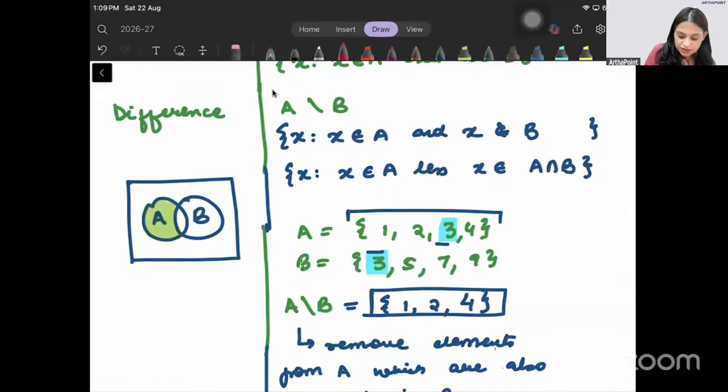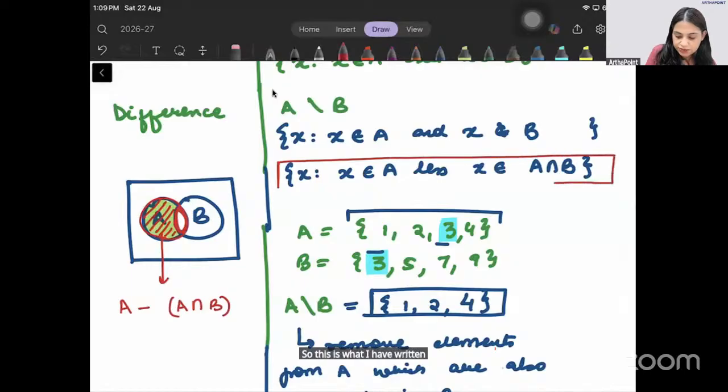So I am saying these elements will be what? Full set A में से I am removing जो भी ये वाला पार्ट है. अगर ये हटा देंगे तो I will get elements which are exclusive to A. So this is what I have written here.